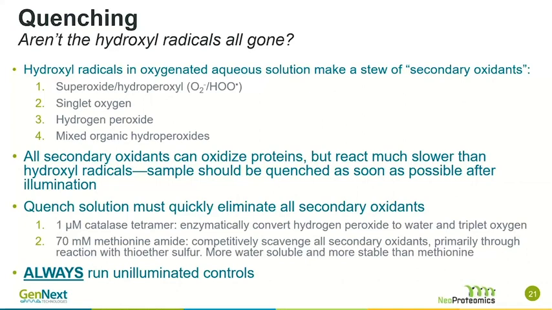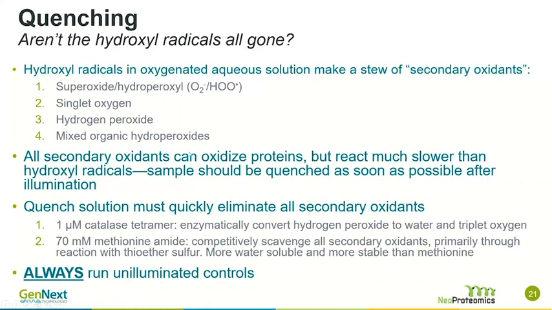Whenever you make hydroxyl radicals in oxygenated aqueous solution, you're going to make a stew of what we call secondary oxidants. These are other reactive oxygen species that are made from the initial hydroxyl radical that can still oxidize your protein, albeit much more slowly, usually on the order of minutes to hours. These secondary oxidants include superoxide or hydroperoxyl radicals. They can include singlet oxygen. They can include hydrogen peroxide, which is in the highest concentration because you added hydrogen peroxide and you made hydrogen peroxide. So you have lots of hydrogen peroxide you need to get rid of.